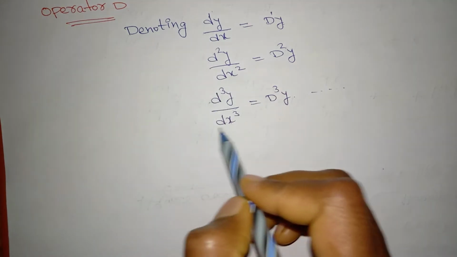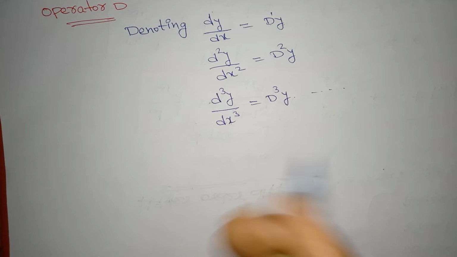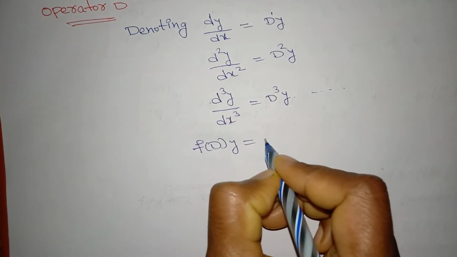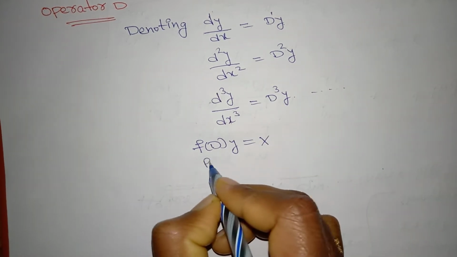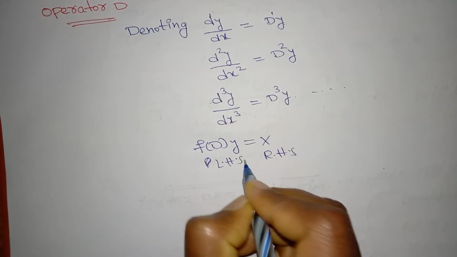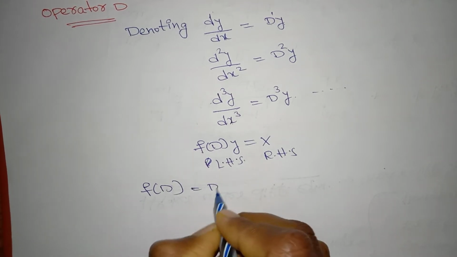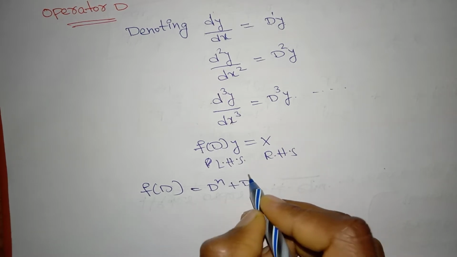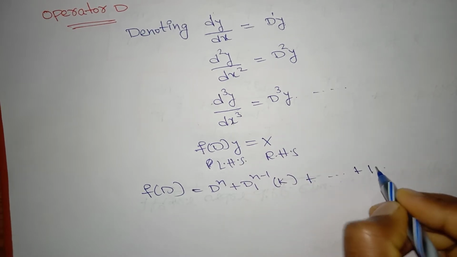Now replace these terms in the linear differential equation. The equation will be f of D into y equals X. This is capital X, the right hand side, and this is the left hand side. Now f of D will be D^n plus k1 D^(n-1) plus and so on plus kn, with the constants k.